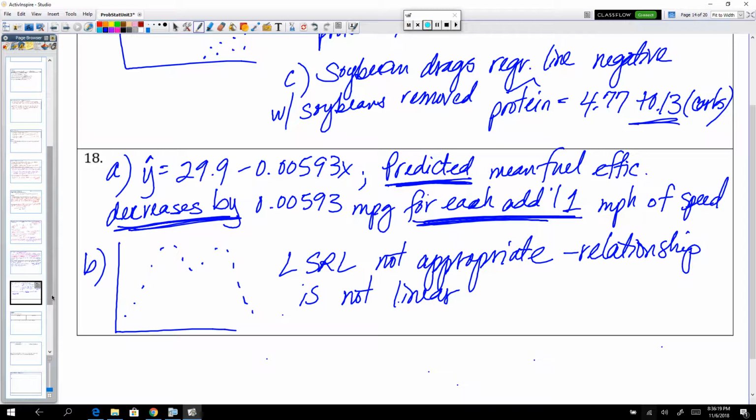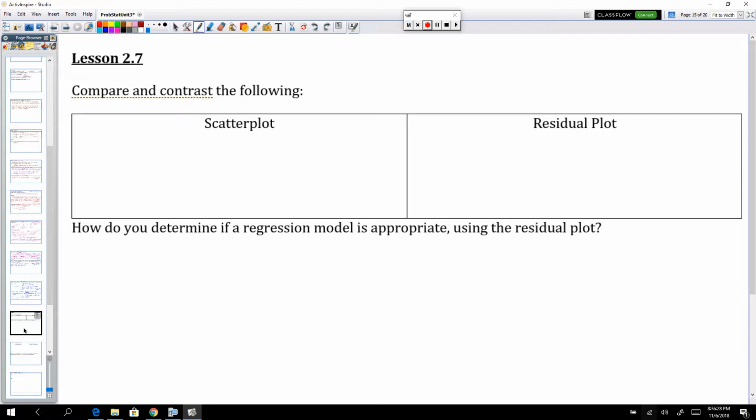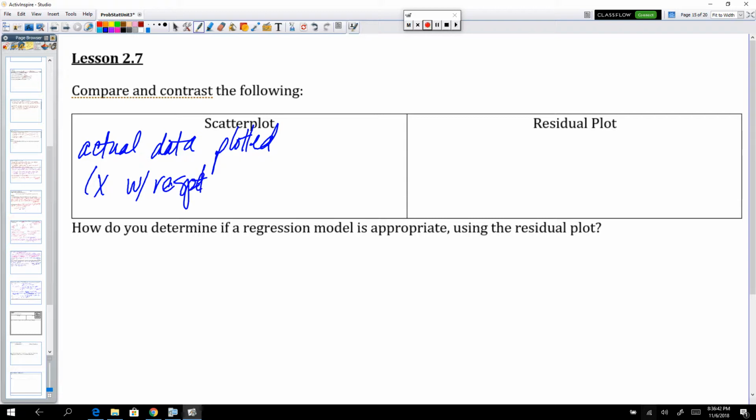Alright, we're going to wrap up with lesson 2.7 for this unit. Lesson 2.7 talks about scatter plots and residual plots, and we need to do a compare and contrast on these. A scatter plot, you already know, is your actual data plotted. And it is x with respect to y. Very simply, scatter plots are the actual data plotted.